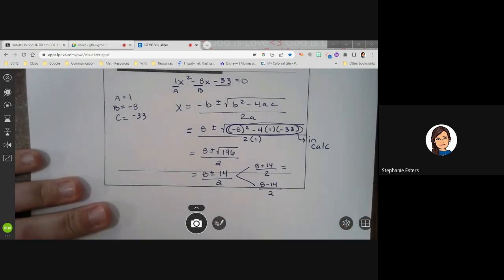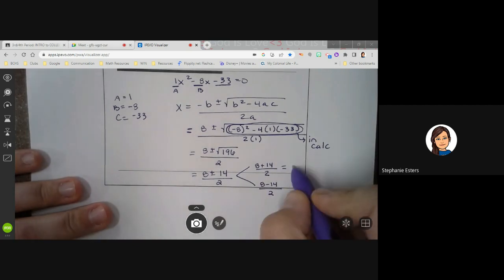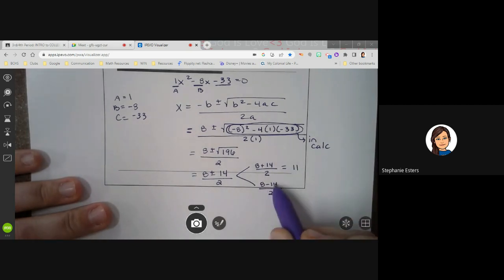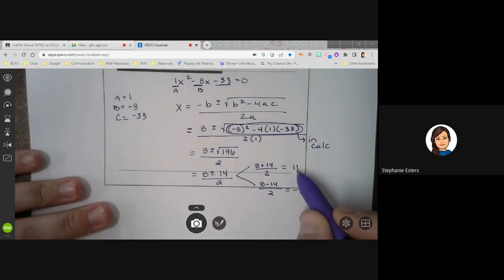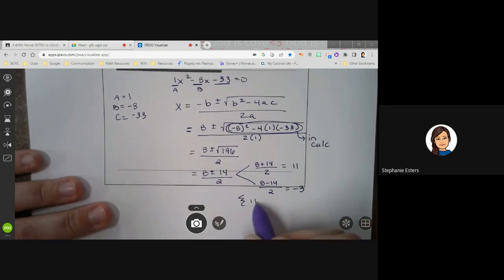8 plus 14 is 22, divided by 2 gives me 11. 8 minus 14 is negative 6. Negative 6 divided by 2 is negative 3. So my solution set is 11, negative 3.